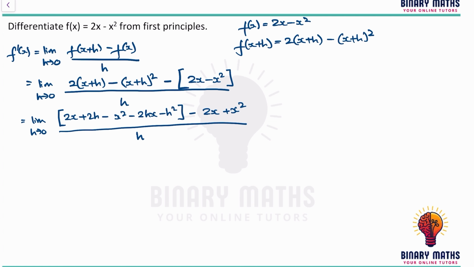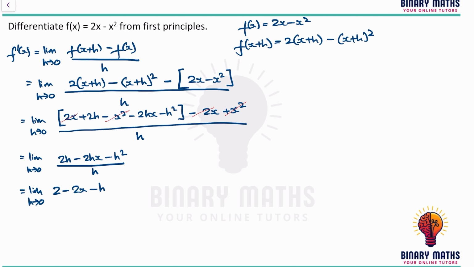Now I can clearly see the x squared here and the x squared there will cancel out. If I collect like terms together, I end up getting something else that cancels out. I can see the 2x and the negative 2x will also cancel out. So what I'm left with is 2h minus 2hx, take away h squared, all over h. Again, I can divide the numerator through by h. So I end up getting limit h tends to 0, 2 minus 2x minus h.